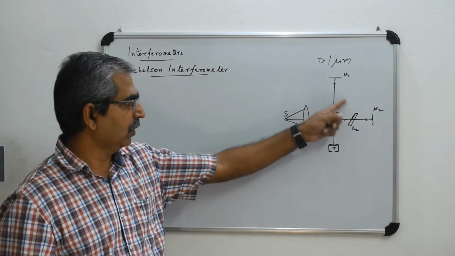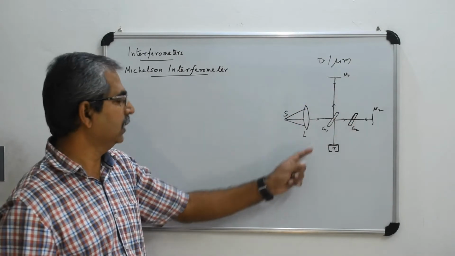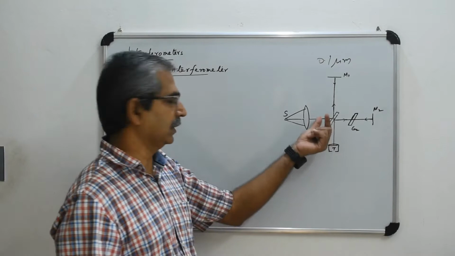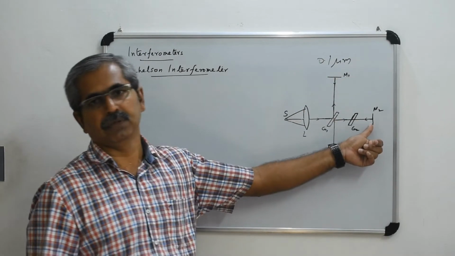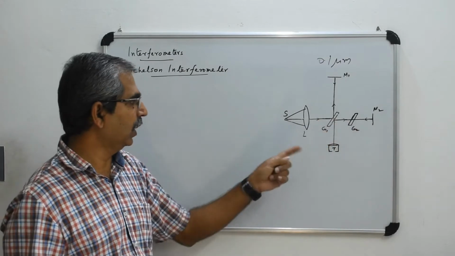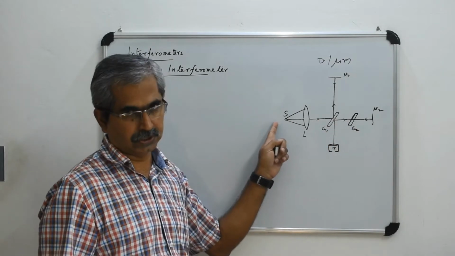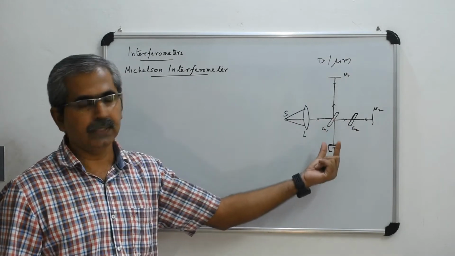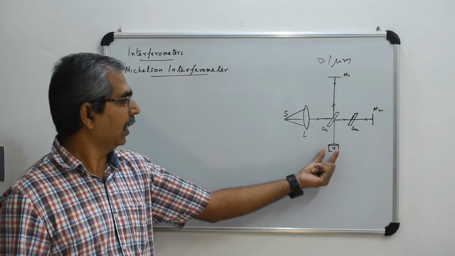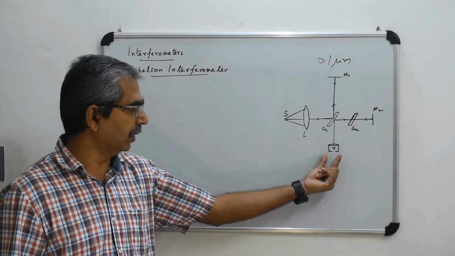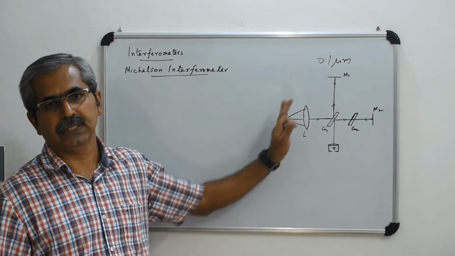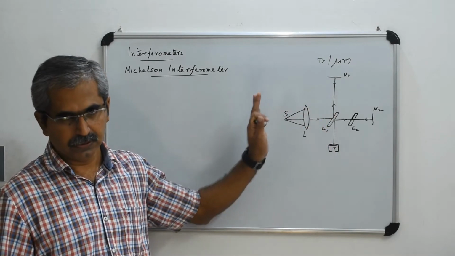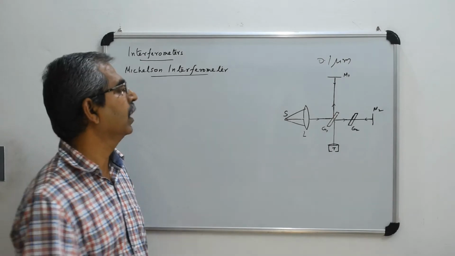Now these two are exactly perpendicular, remember that. The light coming from M1 and the light coming from M2 are derived from the same source, so they are coherent and they will interfere, and you can see the interference pattern by looking through the telescope. So this is the basic construction. Now I think it is clear.